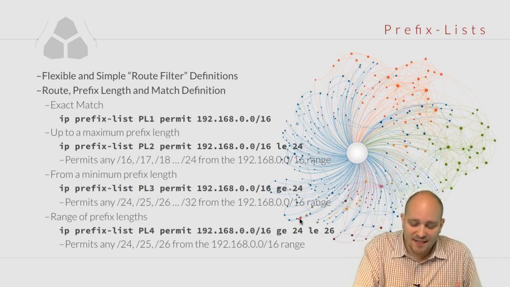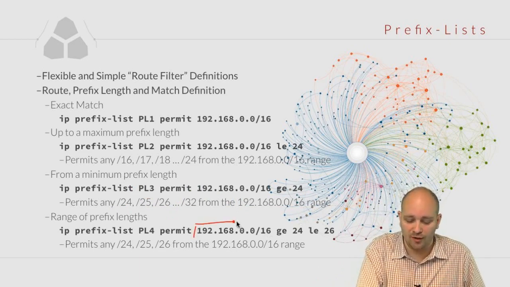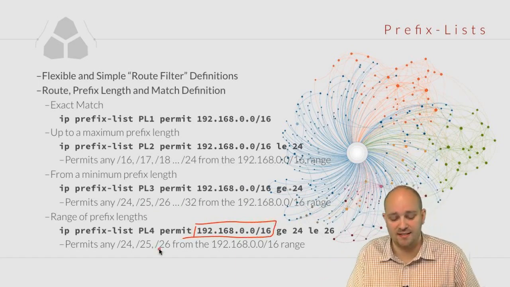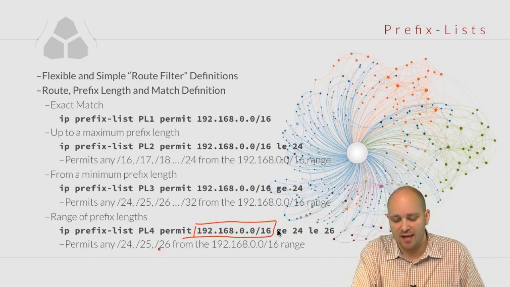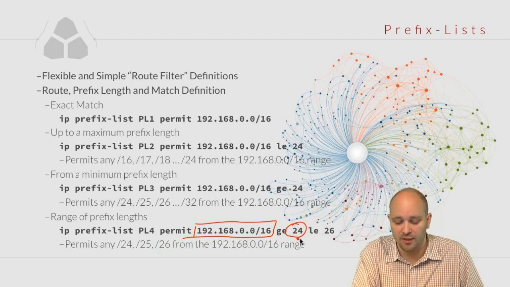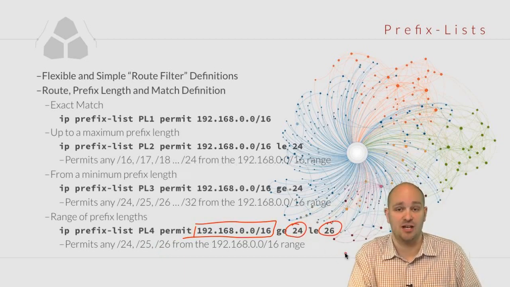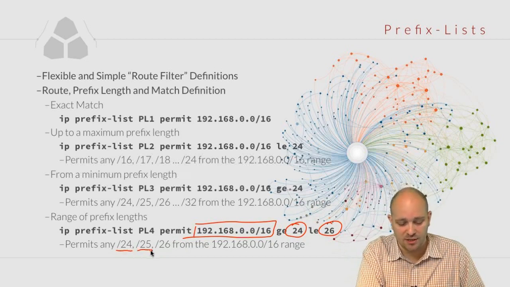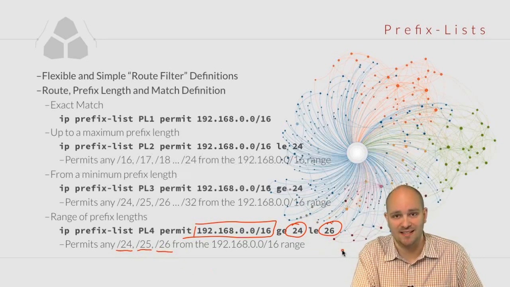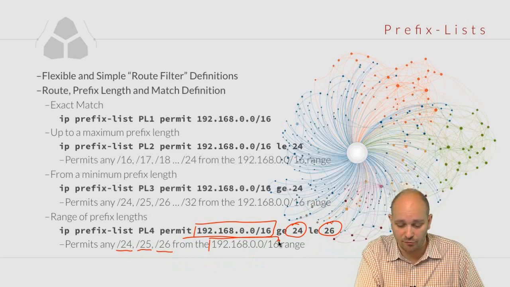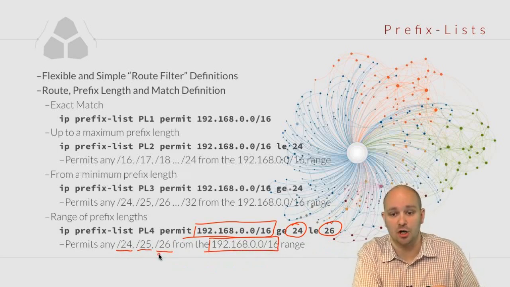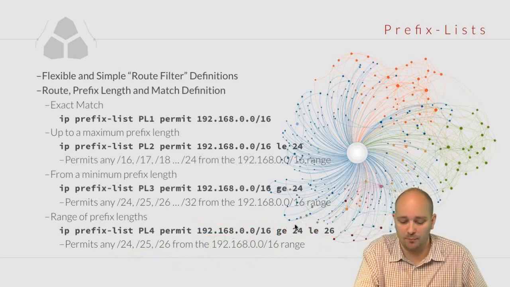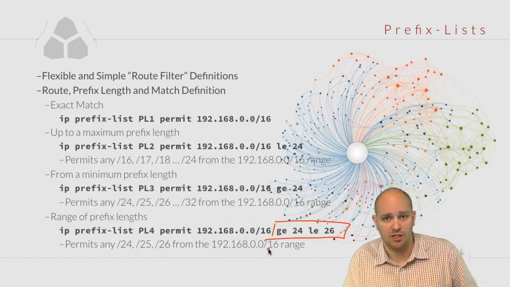Let's say that in this case we wanted to permit all the routes from the 192.168.0.0/16 range that had a prefix length between /24 and /26. So we want to allow only /24s, /25s, and /26 routes, as long as they are coming from this particular range here. If we wanted this particular behavior, we would use GE and LE operators together.